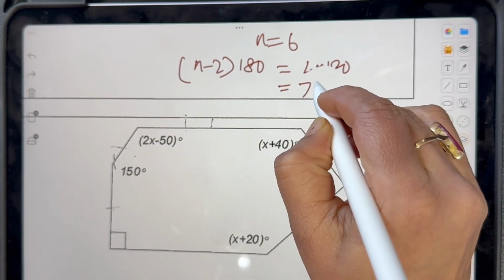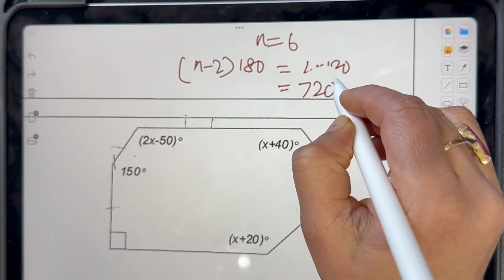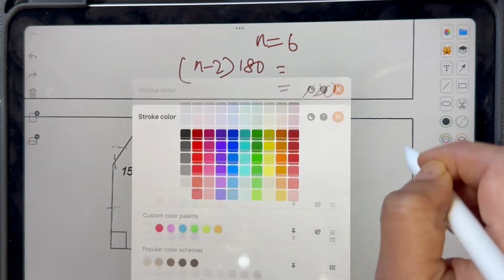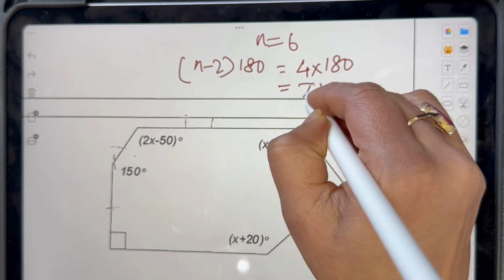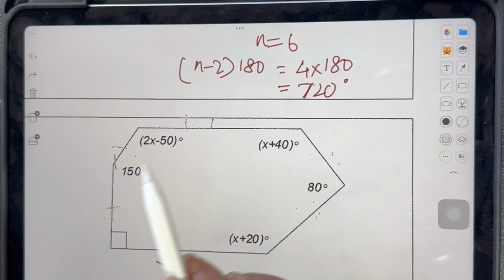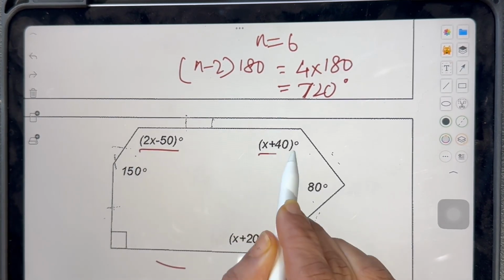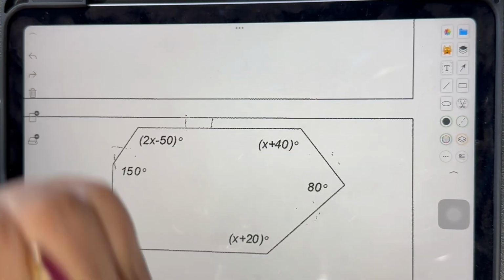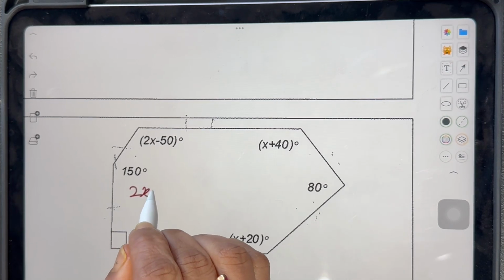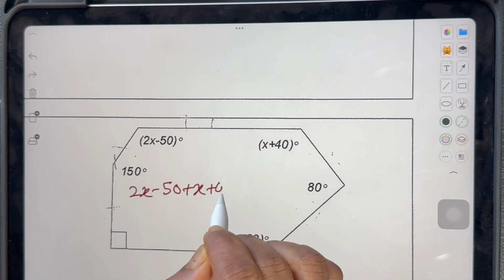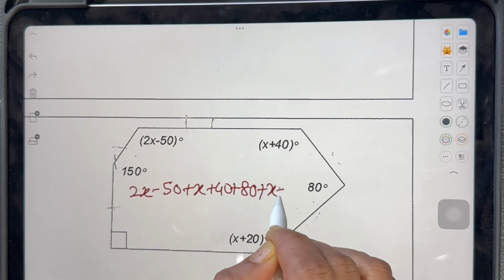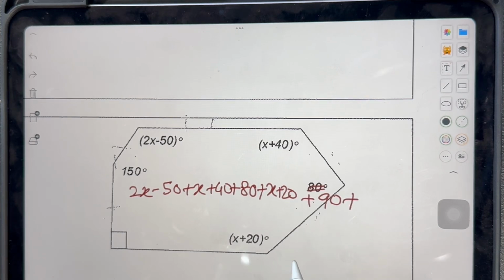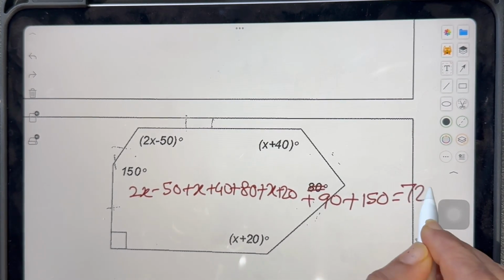So 720. What was that? I wrote it here. Okay, so it was 4 times 180, right? So this is 720. So the sum of all the angles here is 720. Let me do this. I'm erasing everything here so that I can write it down. So 2x minus 50 plus x plus 40 plus 80 plus x plus 20 plus 90, for now, plus 150 is equal to 720.